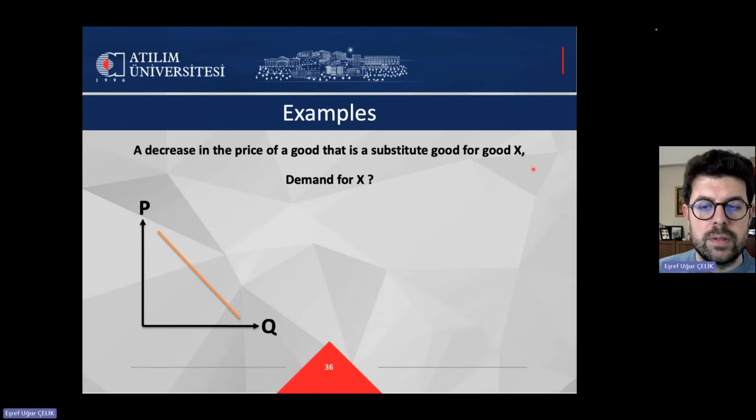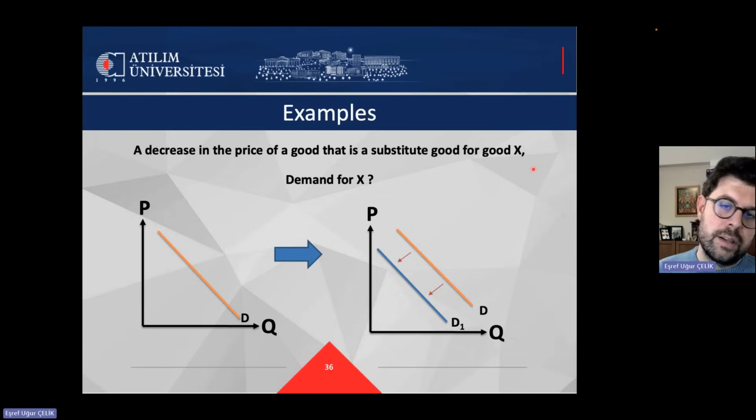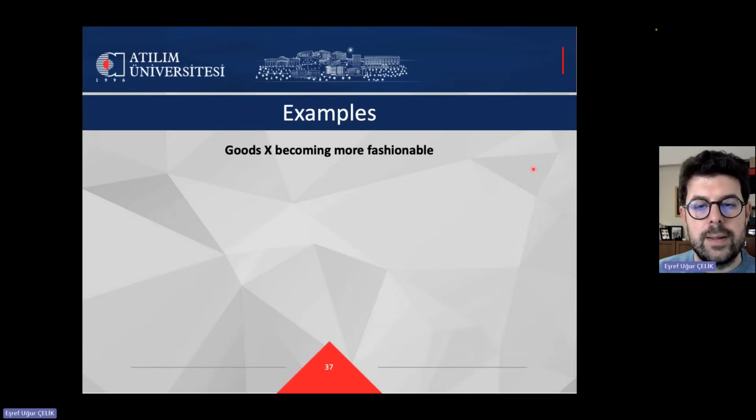What about the decrease for the substitute? The demand curve is also shifting to the left. So in complementary goods, the relationship is negative. In substitute goods, the relationship is the same: decrease to decrease, increase to increase.